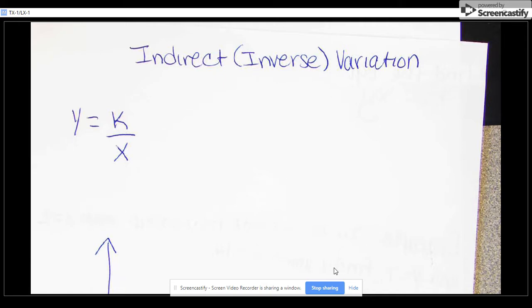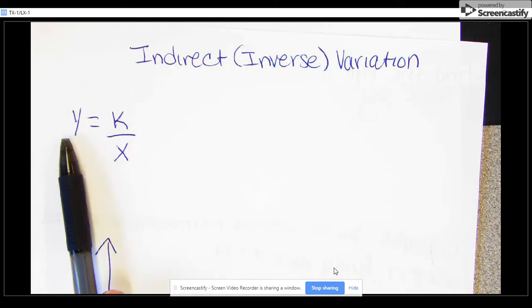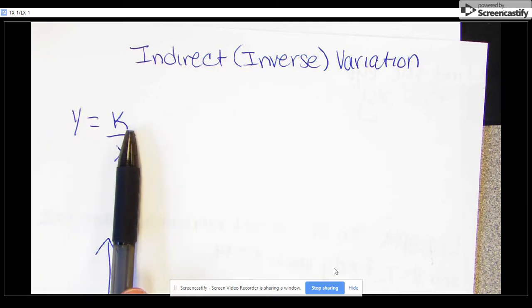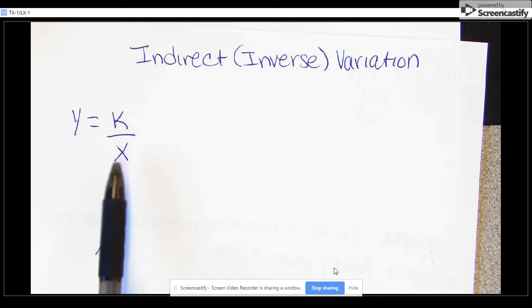The equation for indirect variation is y equals k over x. The y still represents a y variable or a y value, the k still stands for constant, and the x stands for x value. The purpose of the indirect variation equation is to find an x value or a y value in any part of the line. So that's exactly like direct variation.